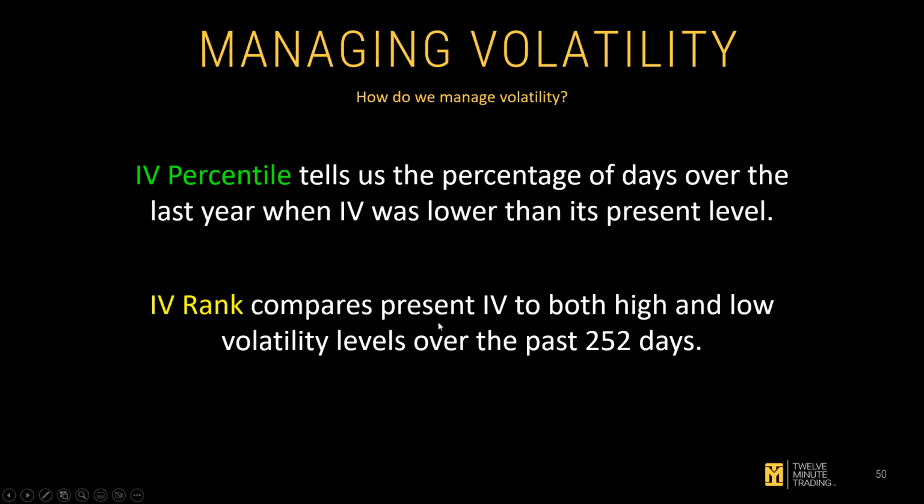IV rank compares present IV to both high and low volatility levels over the past 252 days. So it's a rank. Both of these are 0 to 100. You can look up the differences between the two. Some people prefer one over the other. I'm just going to say, grab one that you can find and use it to understand the relative high or low of the current IV.